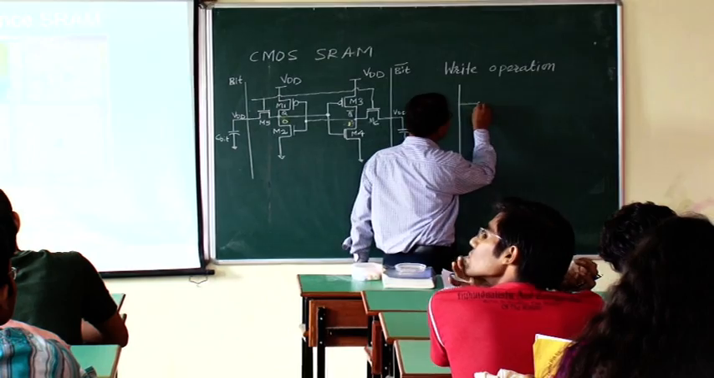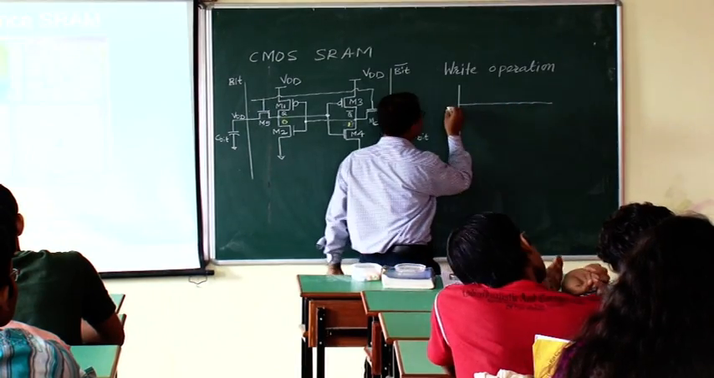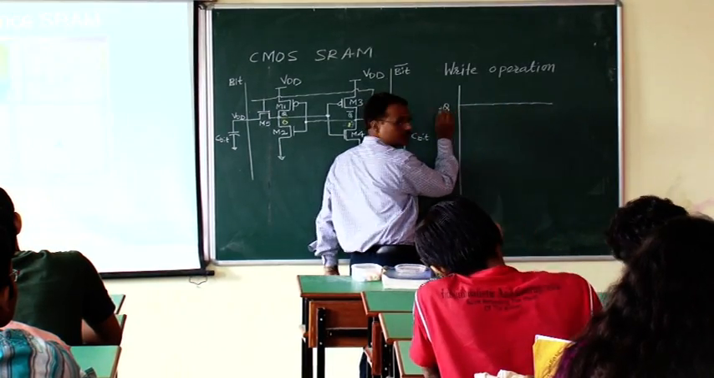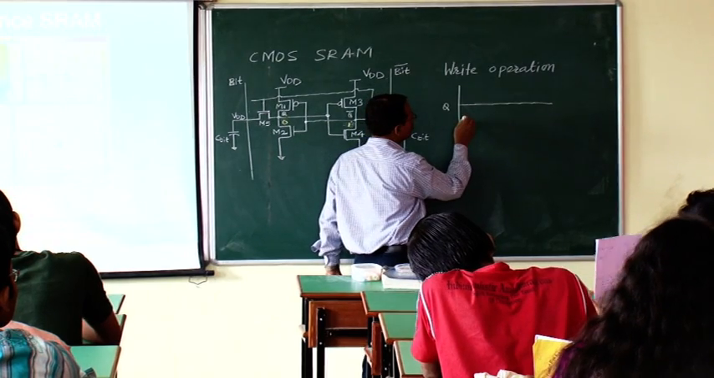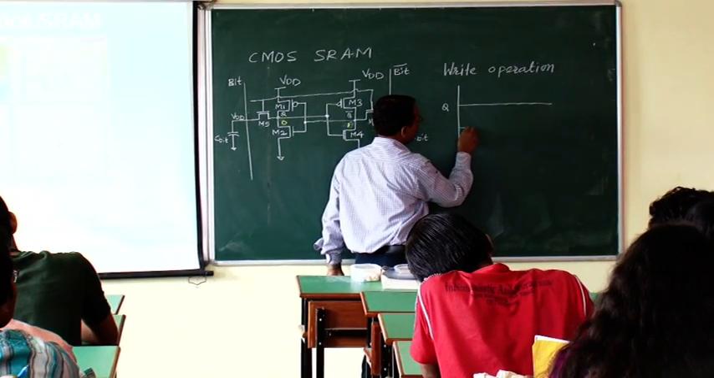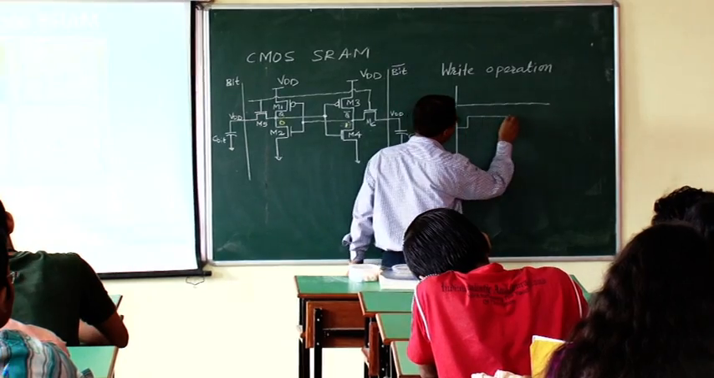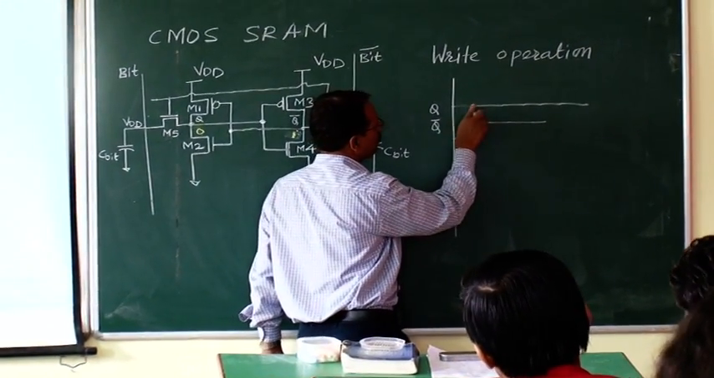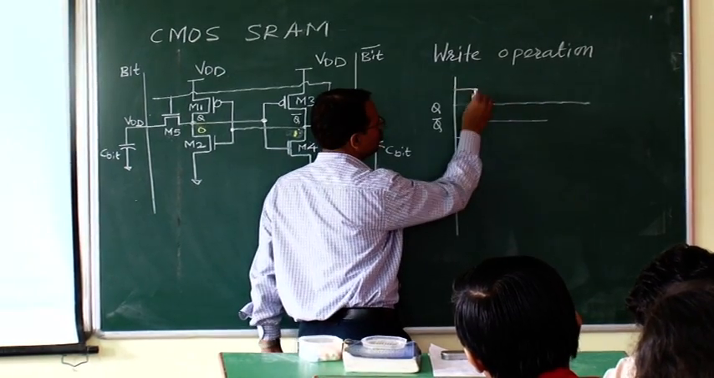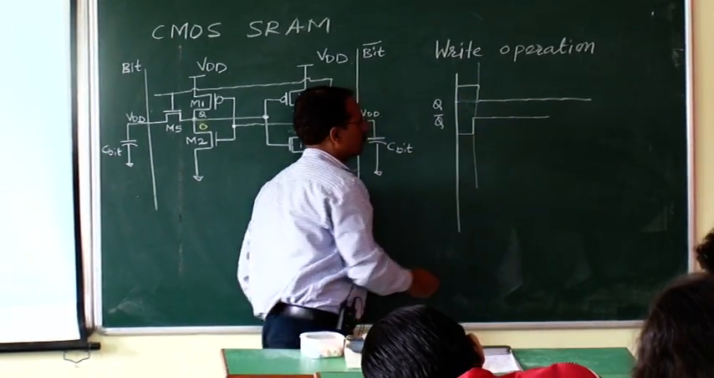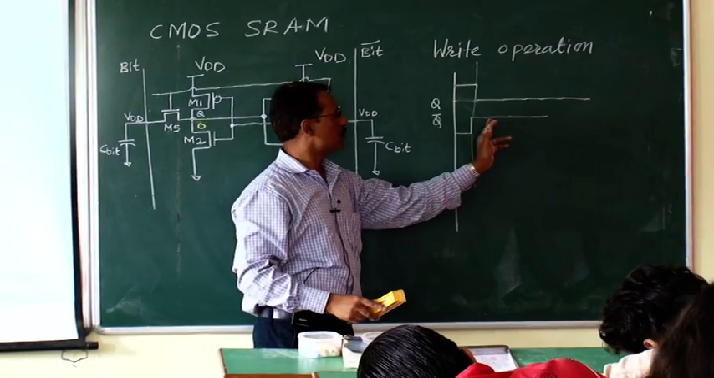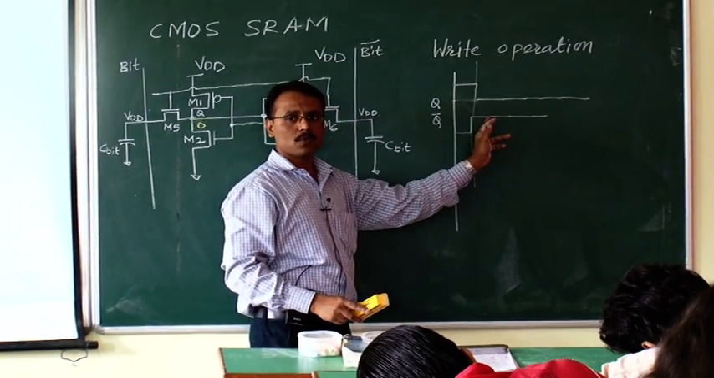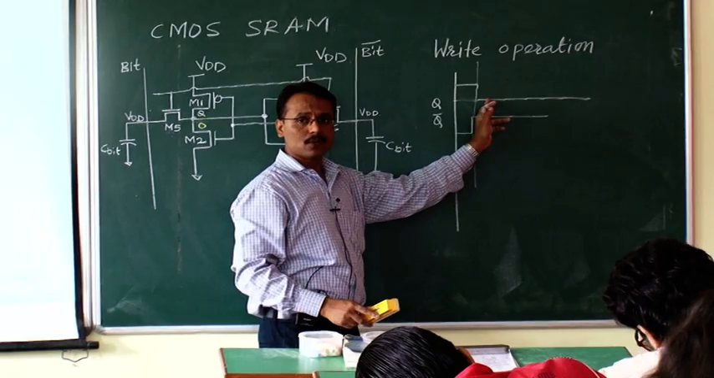Logic 0 is stored in the memory, that is Q, and Q bar is 1. This is Q bar, this is Q, means up to this point. We will see only after this. 0 is stored, so Q bar is 1. So what do I want to do? I want to write 1.